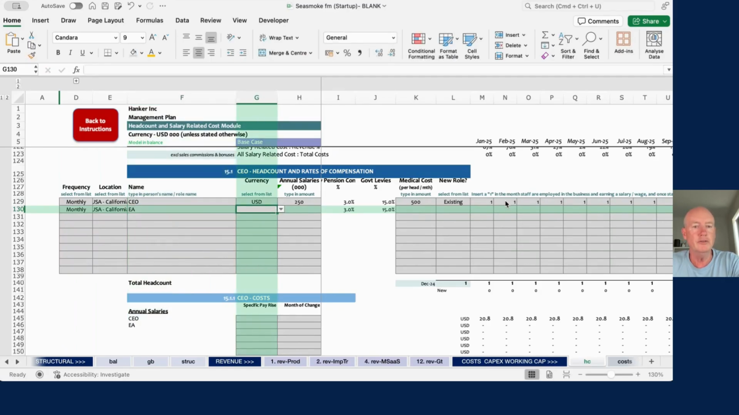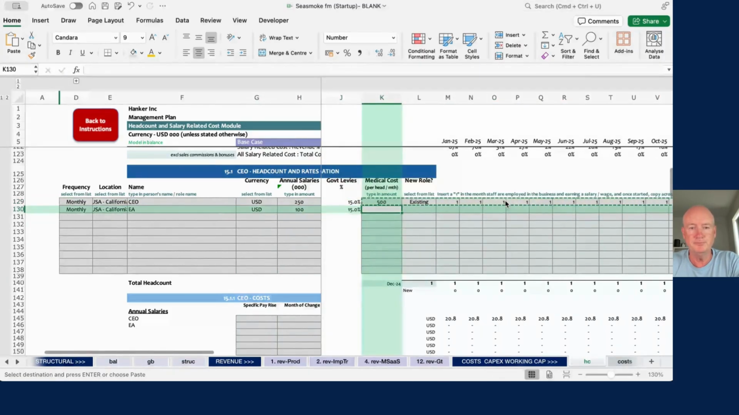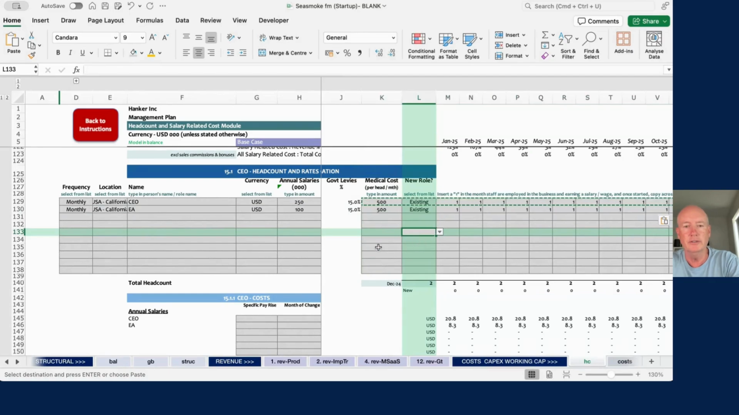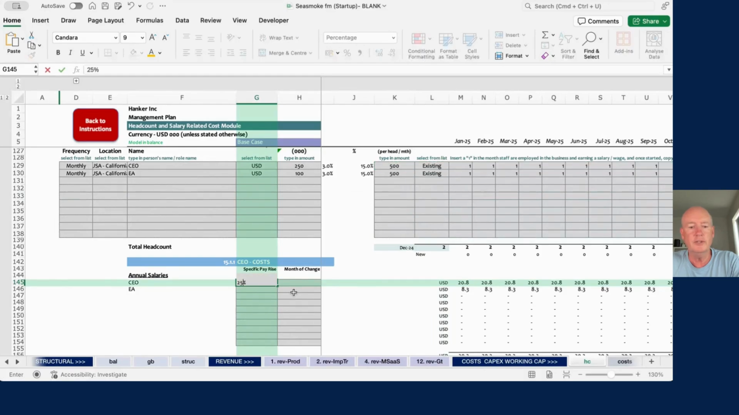And then let's just copy this down. So the CEO has an EA, so let's just put that one in. USD as well, 100 grand. And everything is the same here, so let's just copy this down.